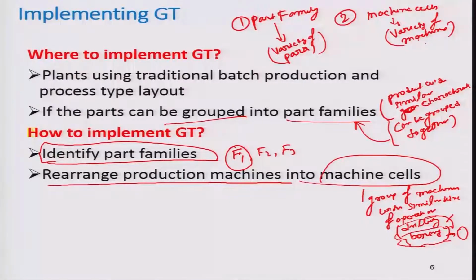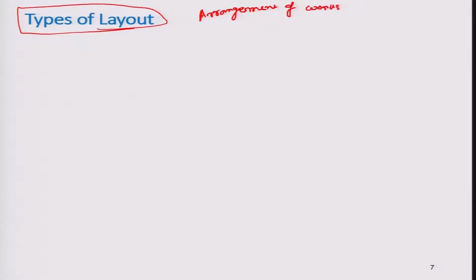Okay, so you will first have to identify your part family, then you will have to make a machine cell, and for the machine cell you will have to rearrange your production machines so that group technology can be implemented. First I will discuss what the types of layout are. Layout means the arrangement of a workshop, for example.